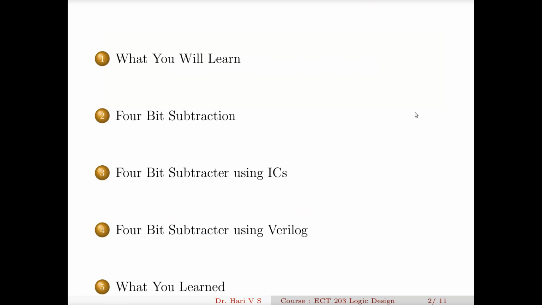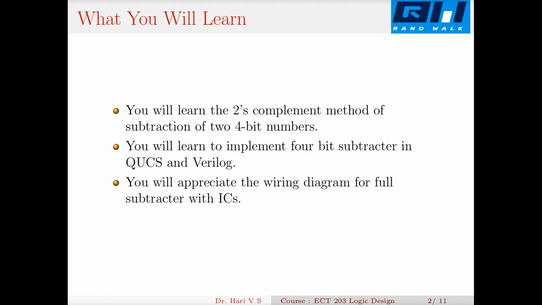The talk is organized into your learning outcomes, then 4-bit subtraction using the 2's complementing method and the circuit for that, and we will see the simulation in QUCS. Then the 4-bit subtractor can be made with integrated circuits like the 7483, how that is done, and what the wiring diagram for that is. Then the same 4-bit subtractor can be made in Verilog, both the device as well as the test bench. Then the summary of your understanding.